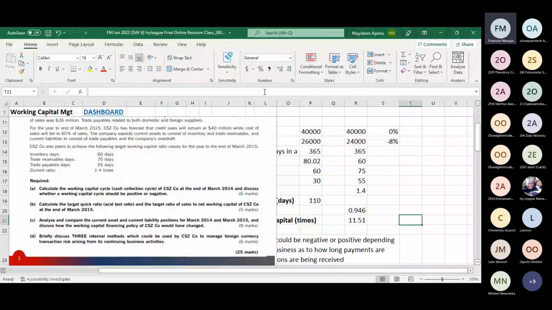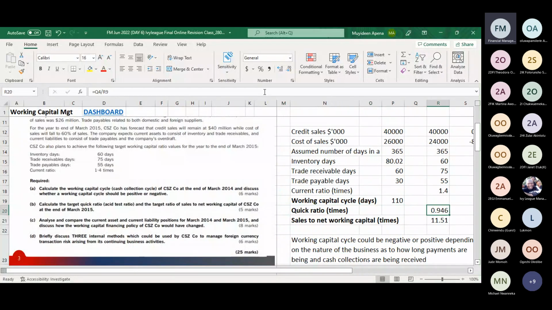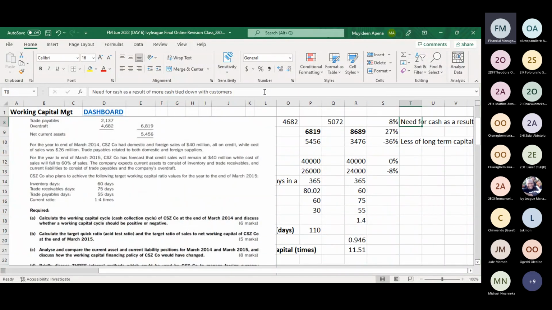Okay, so having said this, what would you say about how the working capital financing policy would have changed? What do you think would have happened? What we have said here is part of the response to that. We said less long-term capital will be required, so that is how the financing would have changed. More short-term is anticipated, and we can see that in the increase in overdraft and payables. Now, in that case, what kind of policy were they using in 2014? What kind of policy do you think they will be using in 2015?